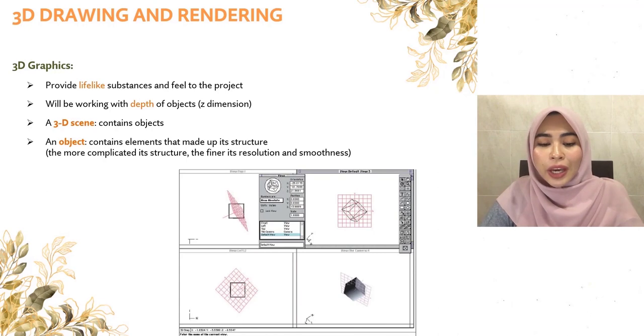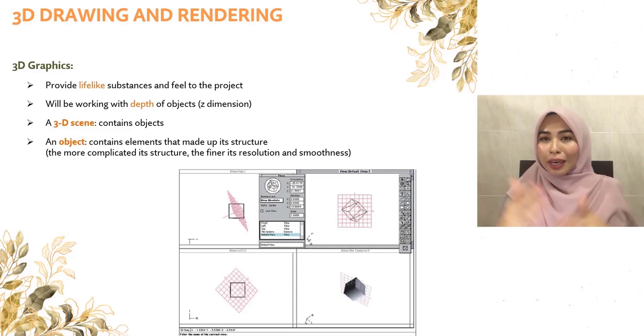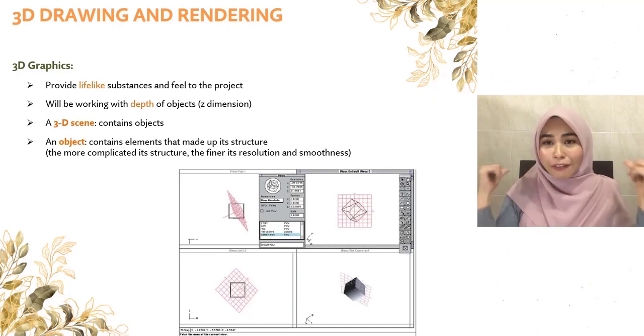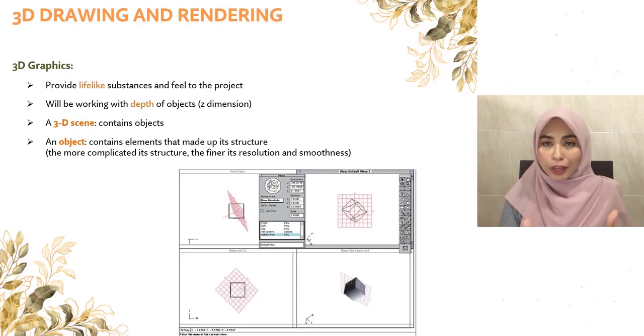So we have a 3D scene. Can we talk about a 3D scene? A 3D scene will actually contain objects, like any room. Look around your room and you will notice that that is a scene. Let's say I'm inside this room. Inside this scene right here, I have me, one object, and I have a chair at the back here. That's another object. A scene will contain many objects.